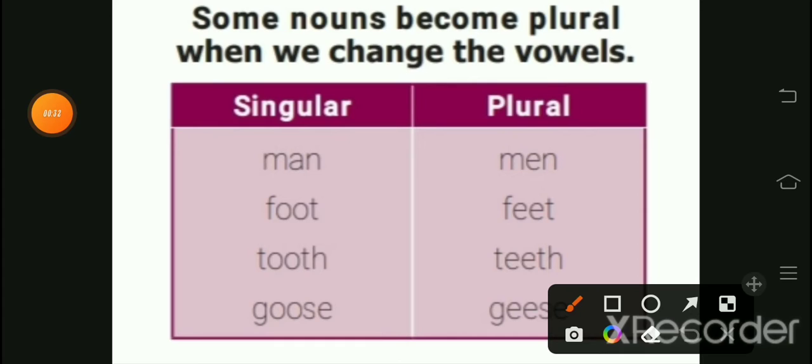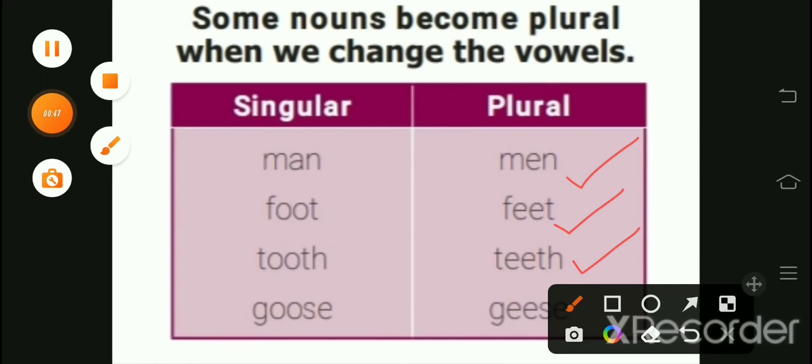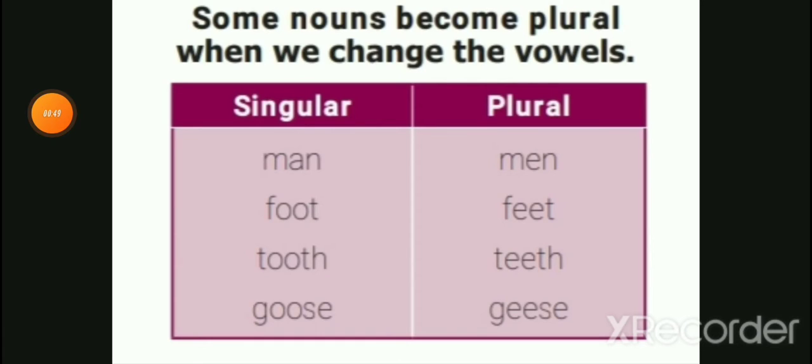See, the first one is man. The plural form for man is men. And the second one is foot. The plural form is feet. And the third one is tooth. The plural form is teeth. And the fourth one is goose, and the plural form is geese.